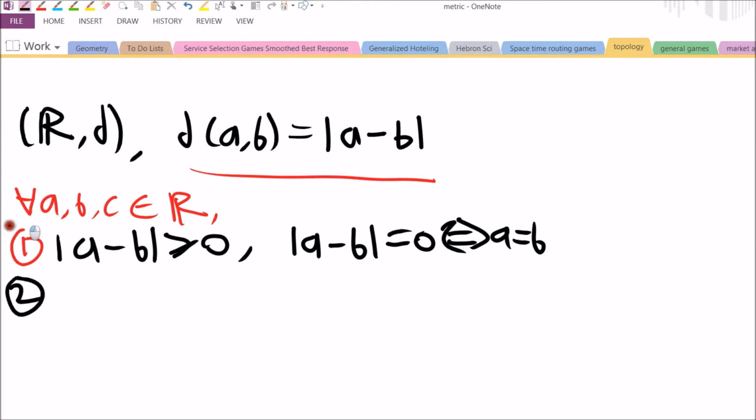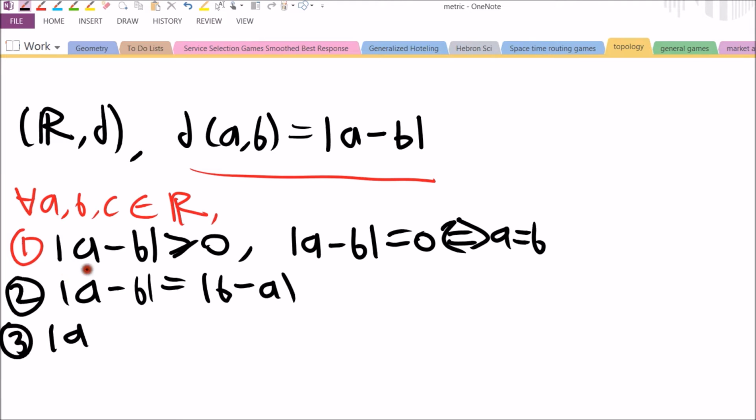Secondly, we need to show the symmetry. These first two conditions are almost immediately obvious. The third condition takes a little bit more proving: that the absolute difference between a and c is less than or equal to the absolute difference between a and b, plus the absolute difference between b and c.